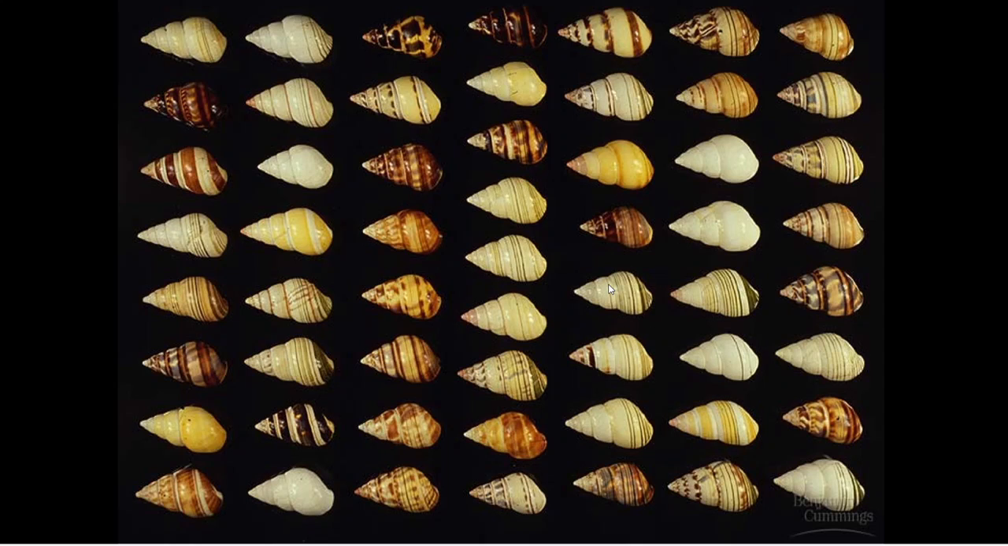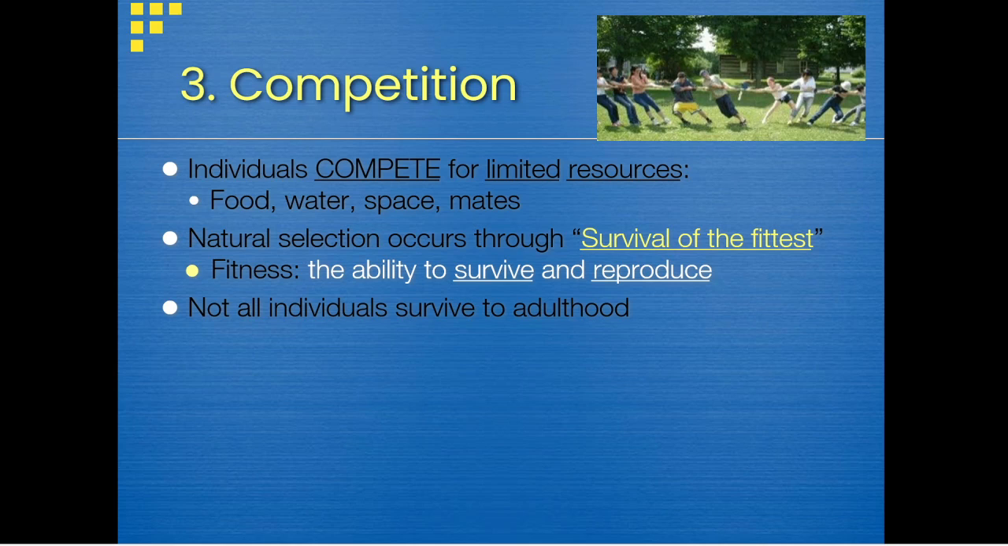Because if they're not hidden, then they get eaten, and they cannot reproduce and pass on their genes, okay? The third step of natural selection that you'll see happening is that individuals compete for limited resources. So food, water, space, mates. Natural selection occurs through what we call survival of the fittest. And fitness is the ability to survive and reproduce.